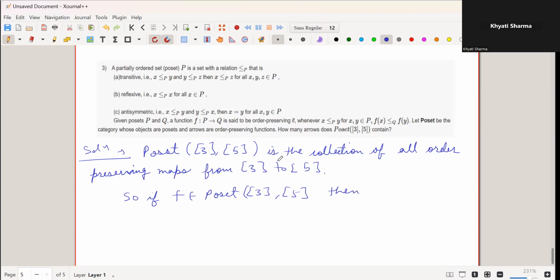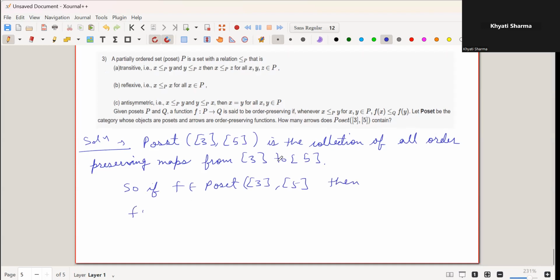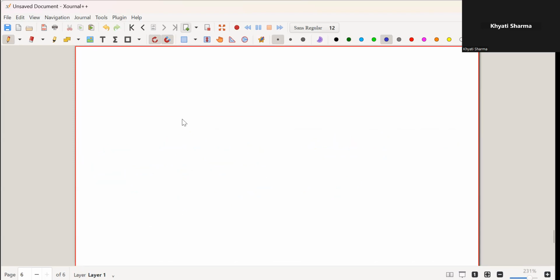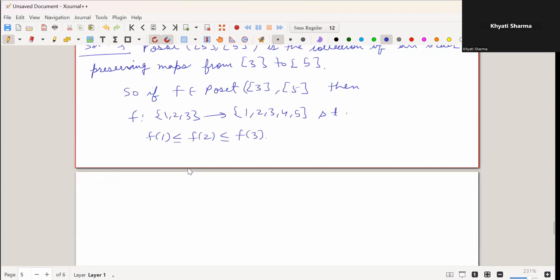then f is a map from the collection 1, 2, 3 to 1, 2, 3, 4, 5, such that 1 is less than 2, so f(1) will be less than or equal to f(2), and 2 is less than 3, so f(2) will be less than or equal to f(3). So how do we then count the number of such maps?